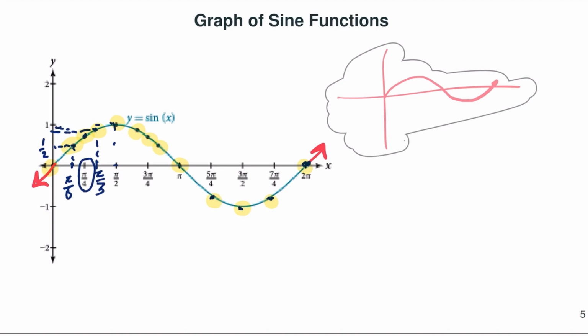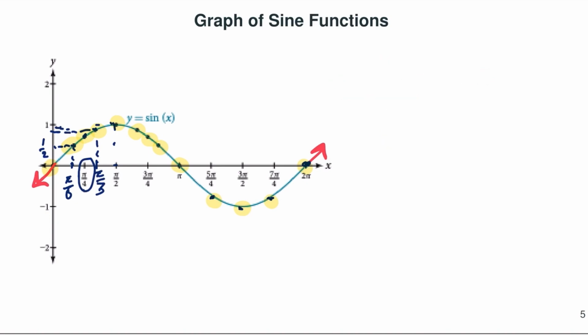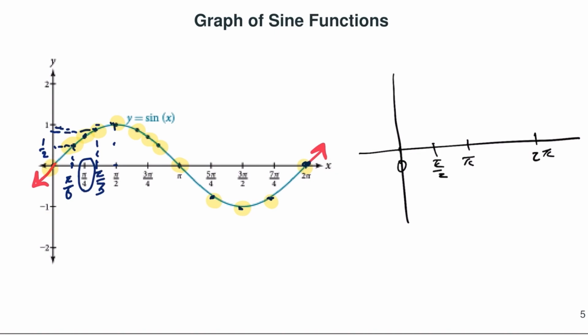Let me actually sketch it. When we sketch this, draw 0 and 2 pi. That's the full rotation. Here's half of 2 pi, which is pi. Half of that is pi over 2. Here's 3 pi over 2. And it goes as high as 1 and as low as -1.